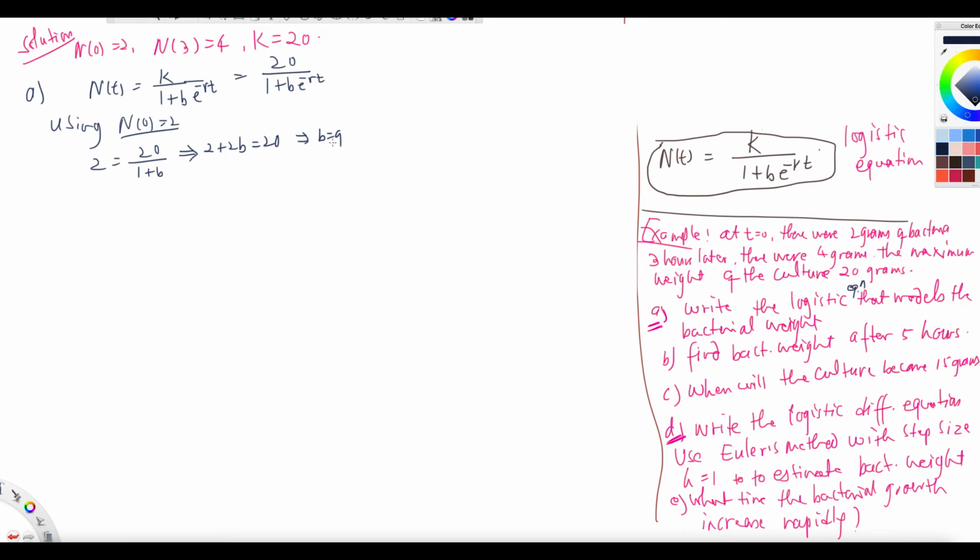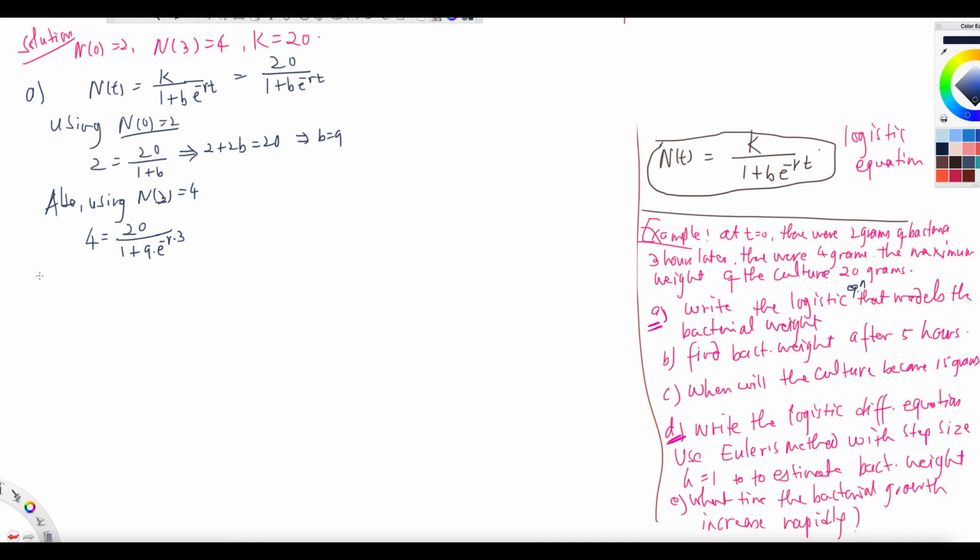Now I will use b equals 9 here and then use n3 equals 4. Also using n at 3 equals 4, what do you get? 4 equals 20 over 1 plus 9 times e to the negative r, and then t is what? 3, right? Because at t equals 3 the n is 4. That's what we are using, right? So now we need to solve this. Okay, so let us solve the value.